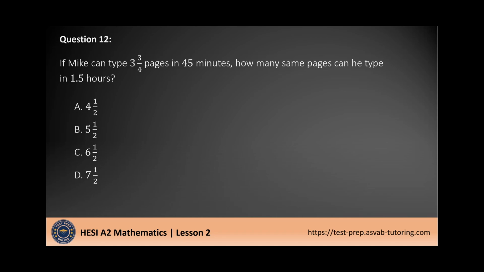If Mike can type 3 3/4 of a page in 45 minutes, how many same pages can he type in 1.5 hours? We know 1 hour is 60 minutes. We know half of an hour, so that's 0.5, is 30 minutes. So 1.5 hours equals 90 minutes. So notice we have 3 3/4 of a page in 45 minutes, and they're asking about 90 minutes.